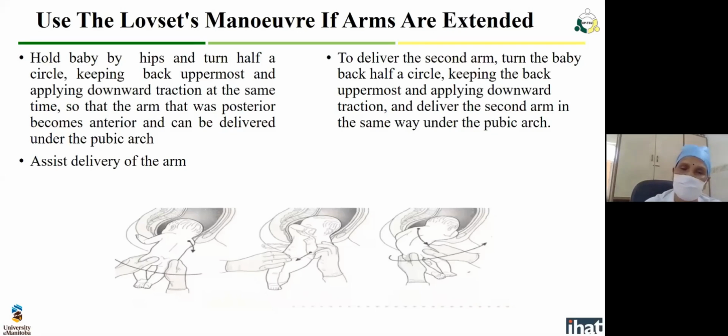So this is the principle of the Løvset maneuver or the classical maneuver: deliver the posterior shoulder first. In Løvset, bring the posterior shoulder anteriorly and it will deliver out. For delivering the second arm, rotate the body to the other side and it will come out. That is the Løvset maneuver. When I demonstrate, you will understand.